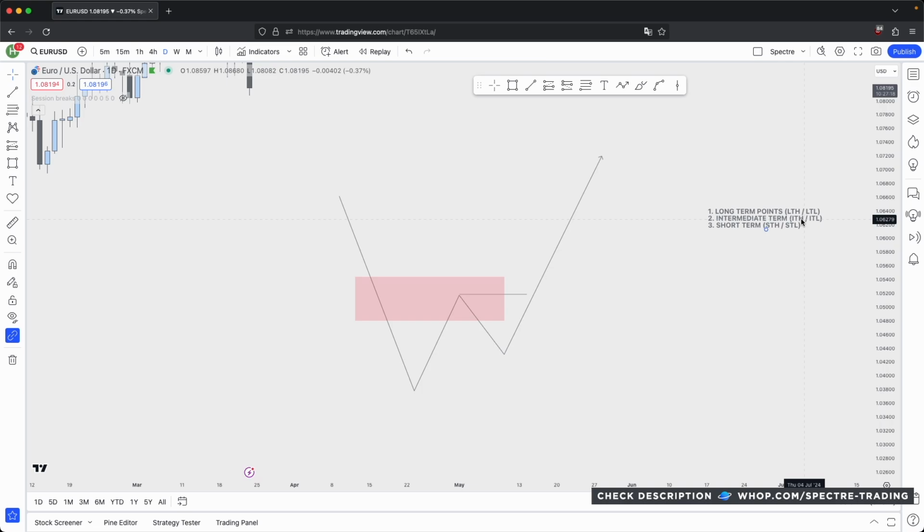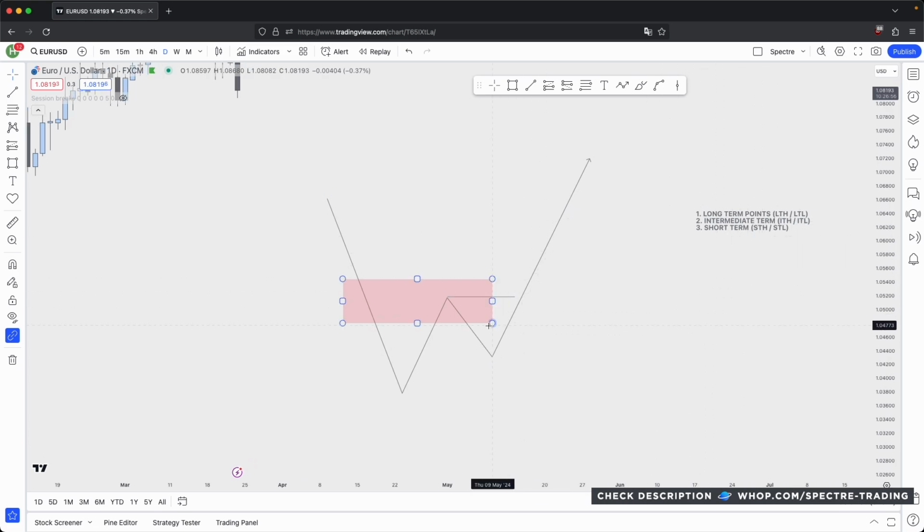So remember, for these 2 first points, long-term points and intermediate term points, you want to see them stay intact if price is going to continue in your intended direction. Because if an intermediate term high gets taken out, that is likely going to be your market structure shift. If a long-term point gets taken out, that is likely going to be your higher time frame market structure break.